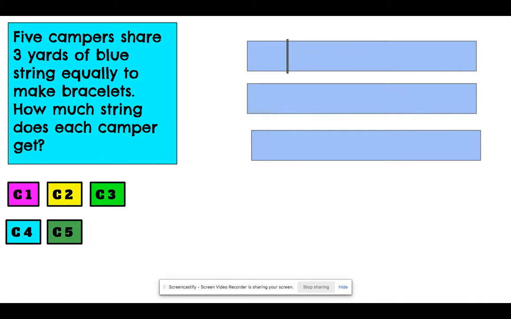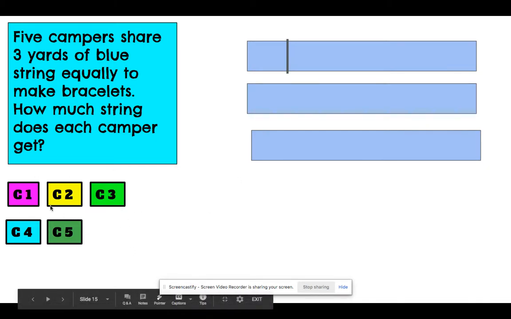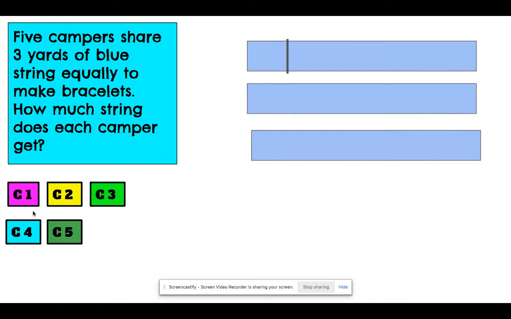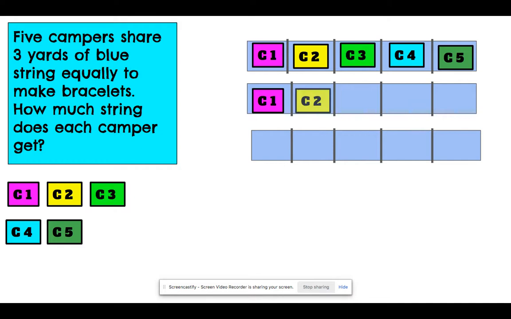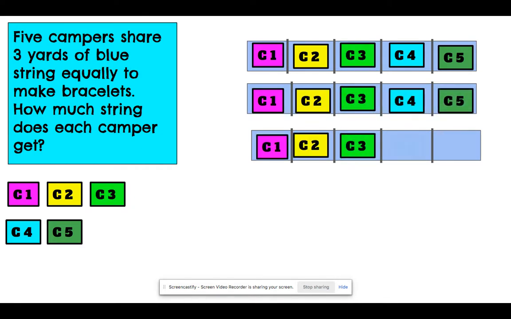Now, the easiest way to share this equally is to cut our yards into 5 pieces, because there are 5 campers. So we have 1, 2, 3, 4, 5 pieces, and I'm going to share them with each camper. I'm going to cut each yard 5 different ways. So camper 1, camper 2, 3, 4, and 5. They're each getting an equal share of the string.